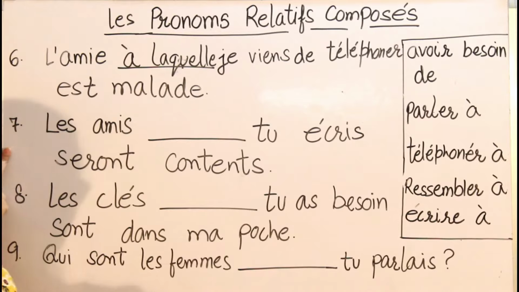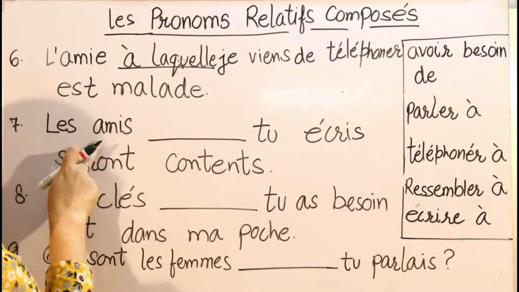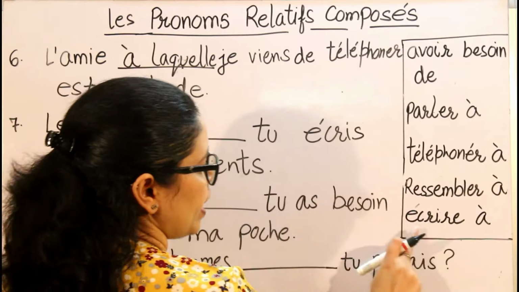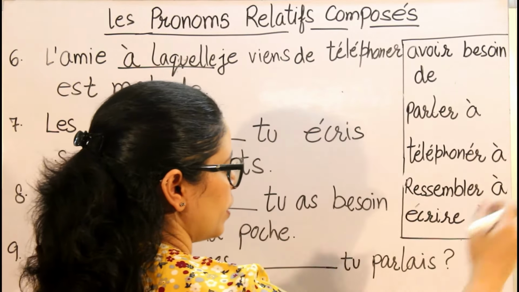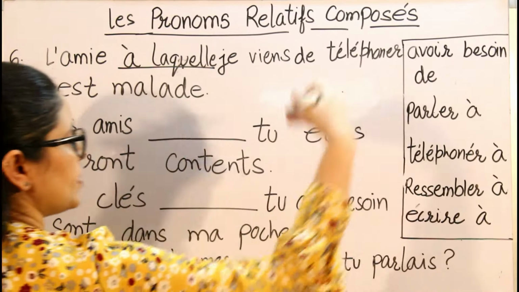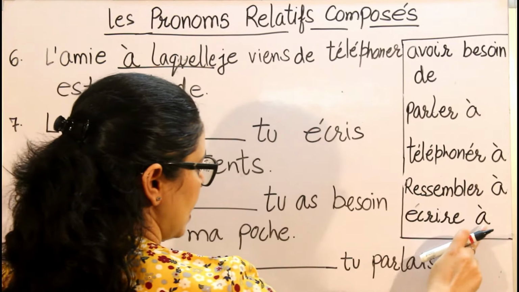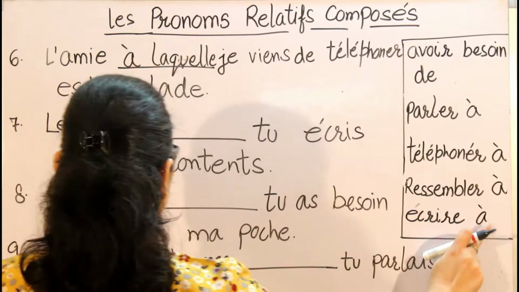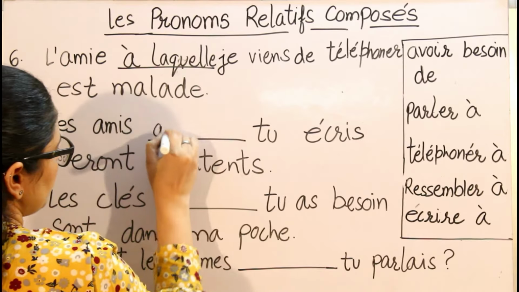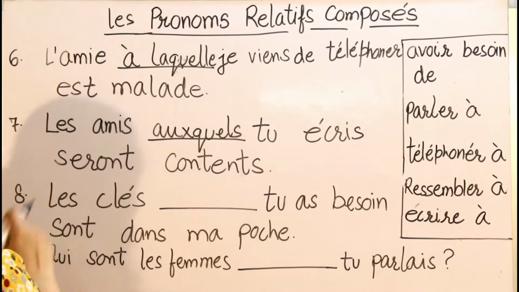Now the next one. Les amis ___ tu écris seront contents. The friends you are writing to. Here too I have mentioned écrire à quelqu'un, writing to someone. Tu écris seront contents. The friends you are writing to will be happy. So again, because it is écrire à, we'll take the combination with à. Here we are talking about a number of friends, given in masculine plural form, so we'll write auquel.